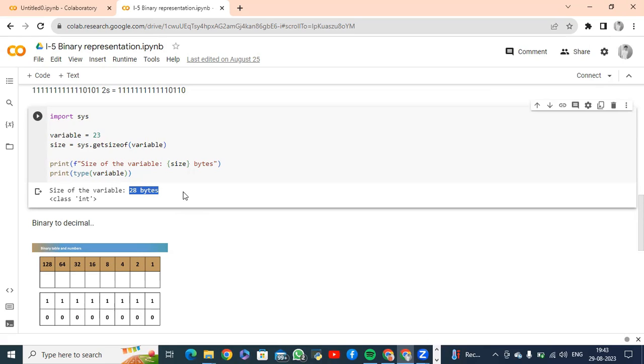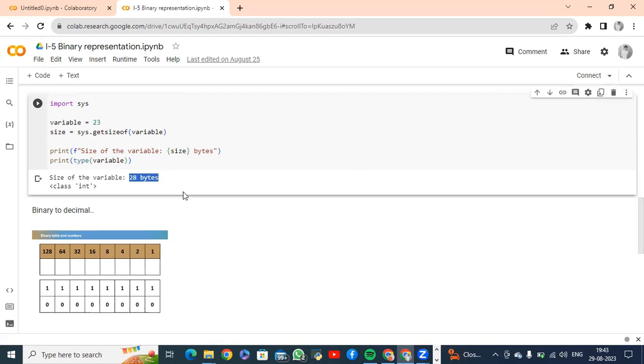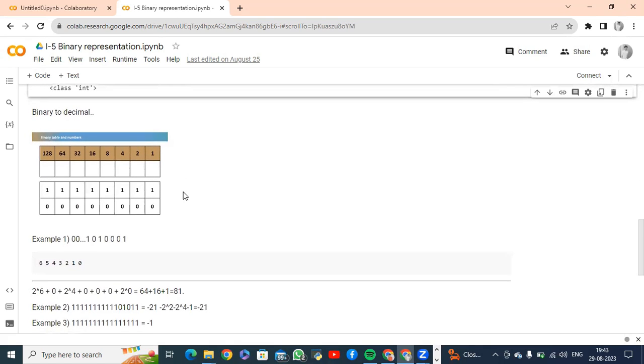Okay. This is why Python is slower than C. See here, if we have 28 bytes, the processing time will be increased. This is also one factor. Now, till now, we have done conversion from decimal to binary. Now, we are going to see binary to decimal.